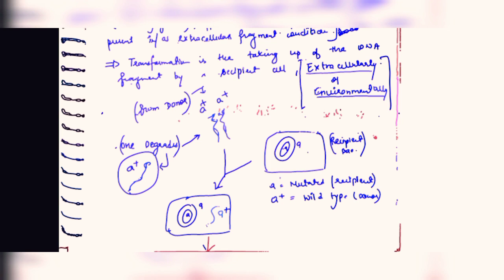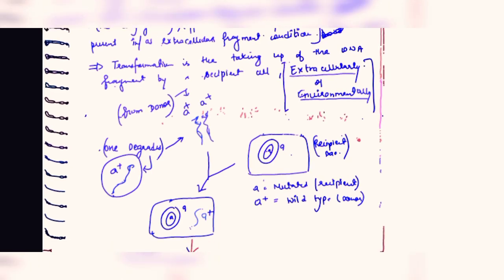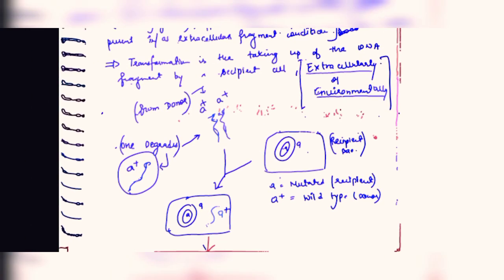There are two strands you can see, A plus and A plus. What does positive mean? Plus here means that it is wild type. Wild type means that it can express itself, and negative means it is mutated and it cannot express itself. Here, the recipient cell, we can see as A minus or A nothing. We can also write A minus.